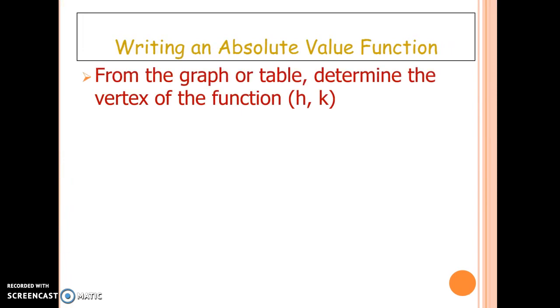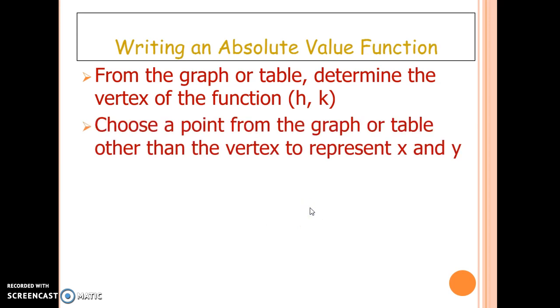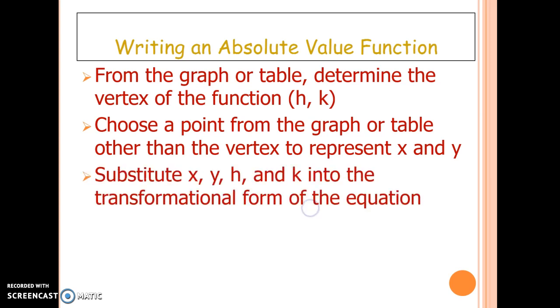From the graph or table, the first thing that you're going to do is determine what the vertex of the function is, and we're going to name that (h, k). Then you're going to choose a point from the graph or table other than the vertex to represent your x and your y. And remember that the vertex is where the graph changes from a decreasing interval to an increasing interval. Then we're going to substitute x, y, h, and k into the transformational form of the equation.